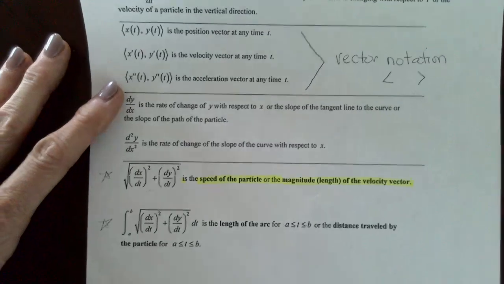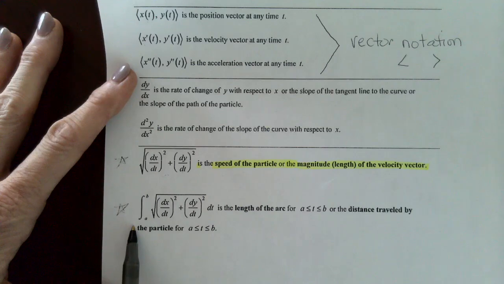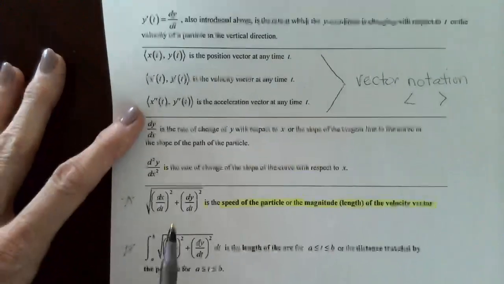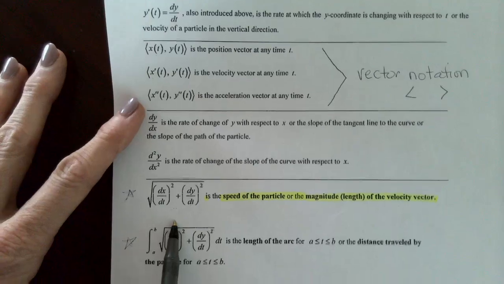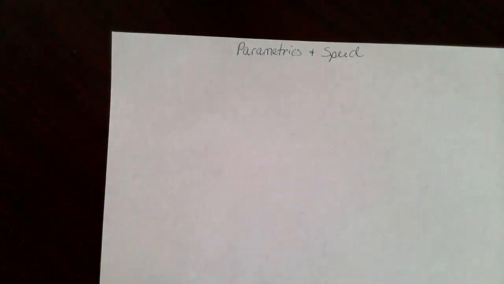And then later on in this unit, we're going to talk about arc length. And all you do to get arc length is just integrate your speed. The arc length, or the distance traveled of your particle. Awesome. So this is the formula that we're going to be using today, working with speed. All right. So today is parametrics and speed. Title of our notes, parametrics and speed, right there.